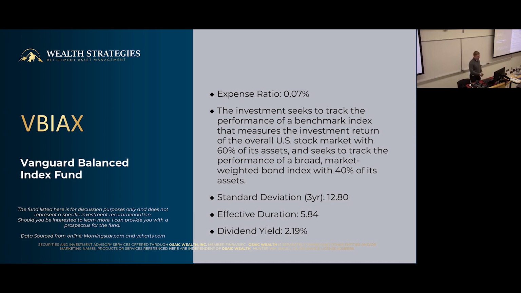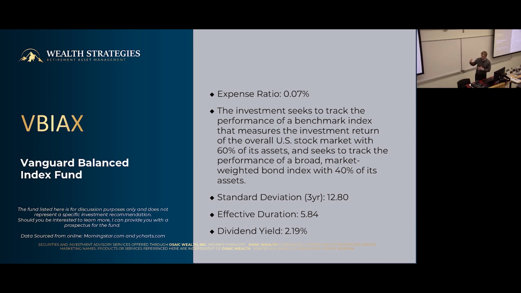Next, in stage two, we're looking at Vanguard's Balanced Index Fund. So this is an interesting index fund. It's like a dual index fund because it tracks two indices at the same time. It takes 60% of its assets and tracks a stock index, and then it takes 40% of its assets and tracks a bond index. So you can see that in the description here. It costs even less than that SGOV fund, so 7 basis points, 0.07%.